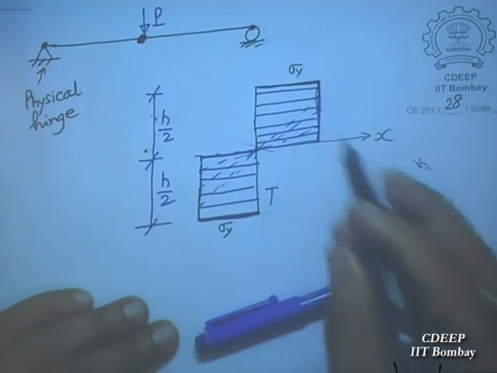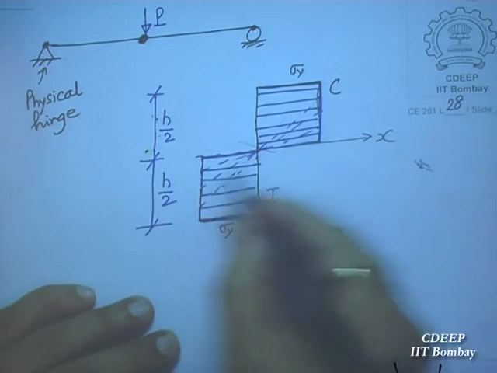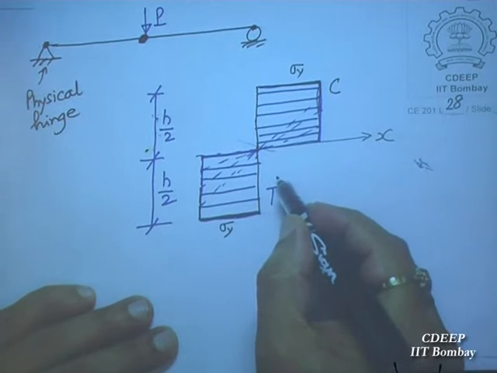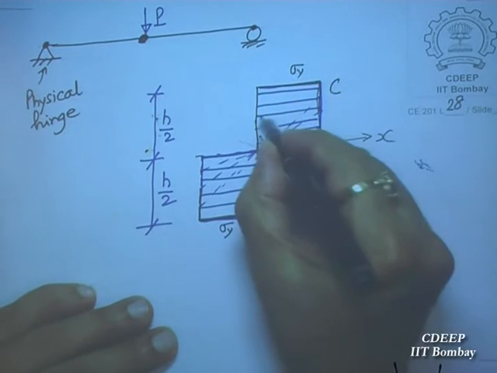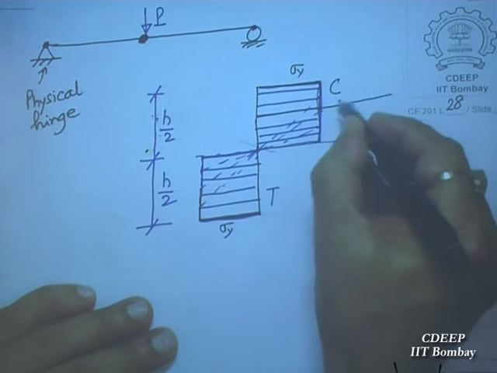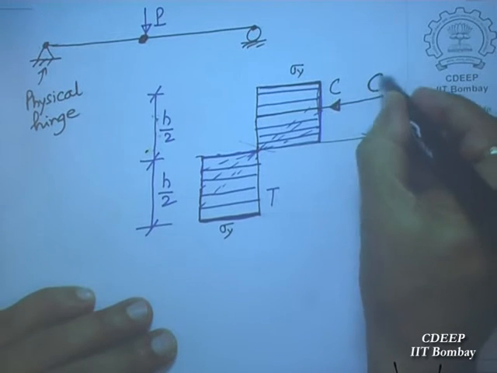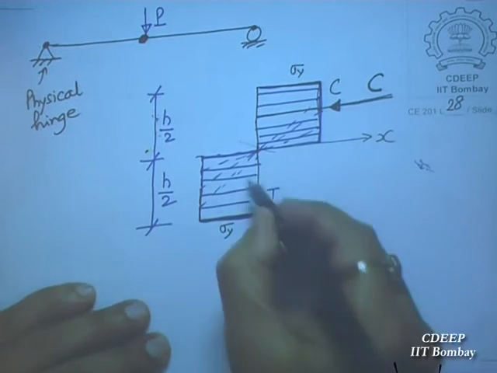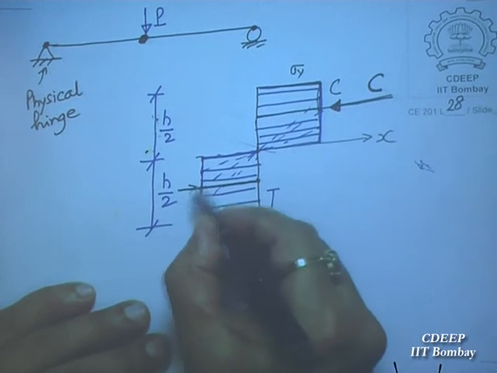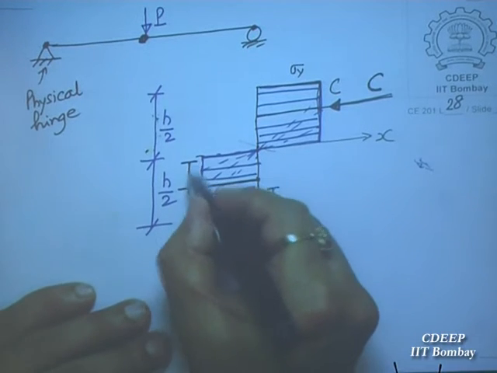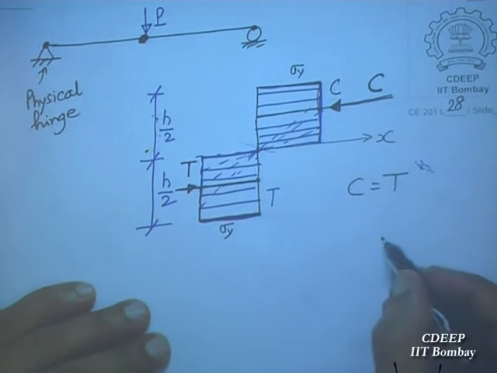So where is the center of gravity? This is compression, this is tension. It's very difficult to draw what is compression. Okay, so this will have a center of gravity in the center, and this will be the total C force. This will again have a center of gravity in the center, that means h by 4, and this will be having T. C equal to T, tension must be equal to compression.